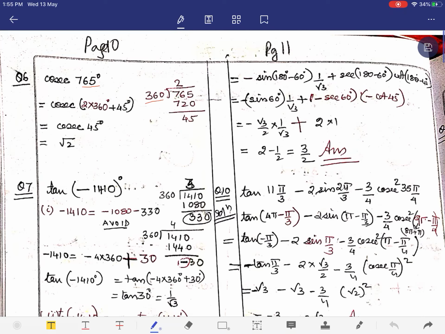So this is what we get, 2 times 360 plus 45, and we are aware that 360 degree is equivalent to 0 degree. So therefore this reduces to just cosec 45 degree, hence its value is root 2. The next question, tan of minus. Now this is a minus here.